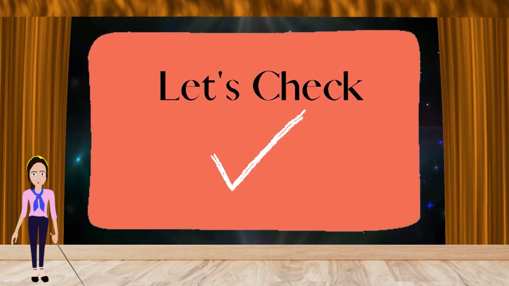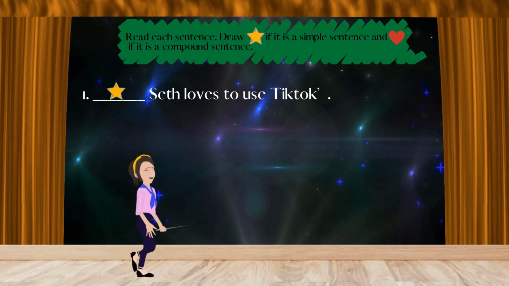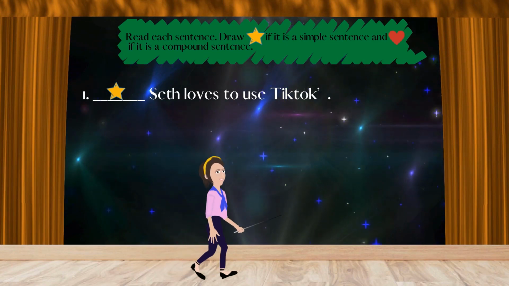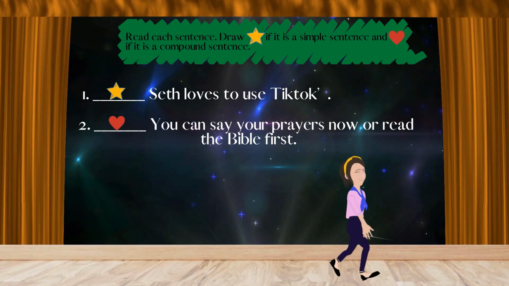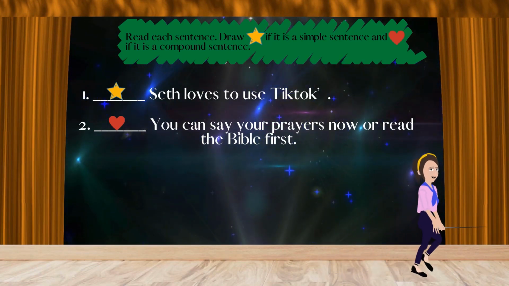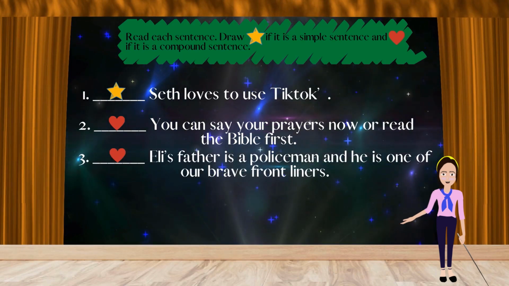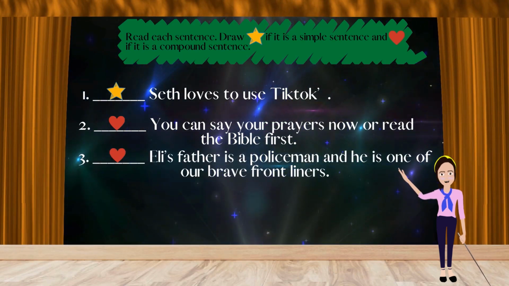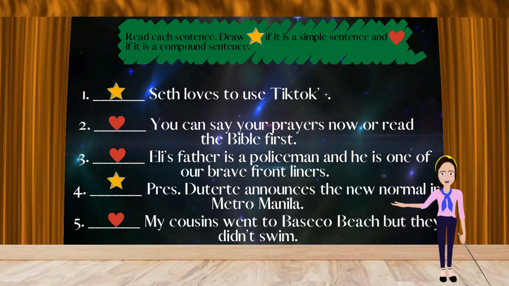Now let's try to check your answers. Number 1. The correct answer is star because it is a simple sentence. Number 2 is heart because it is a compound sentence. Number 3 is also a compound sentence, so you're going to draw a heart. Number 4, a star or a simple sentence. And number 5, the correct answer is a heart or compound sentence.